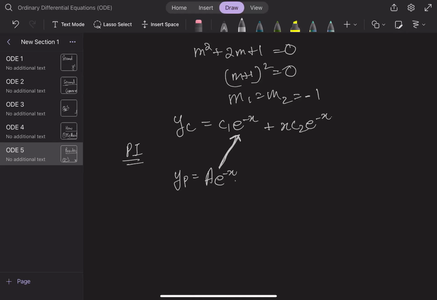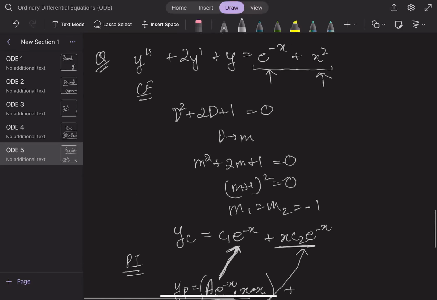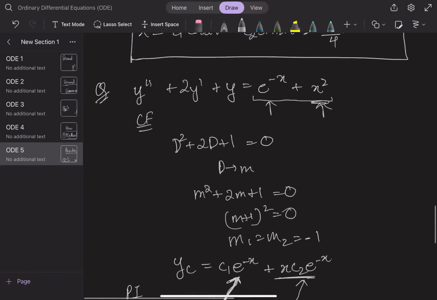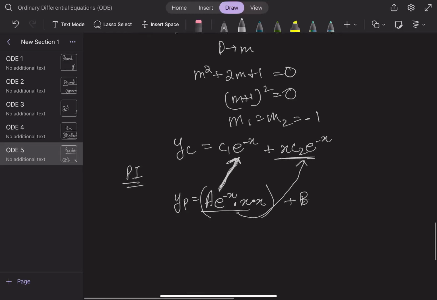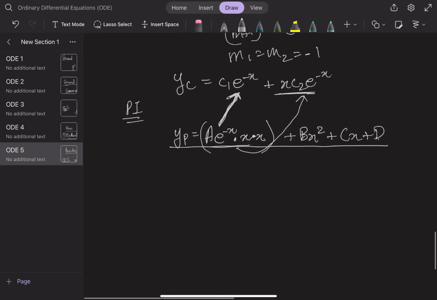So what you will do, you will multiply it by x. But now this entire term is linearly dependent to this term. So you will multiply it by x again. Remember this, any term should not be linearly dependent with any term at all. So we multiplied it by x to battle this term. Plus, since you have a quadratic over here as well, so you're gonna take plus bx square plus cx plus d. So this is your entire assumed yp.